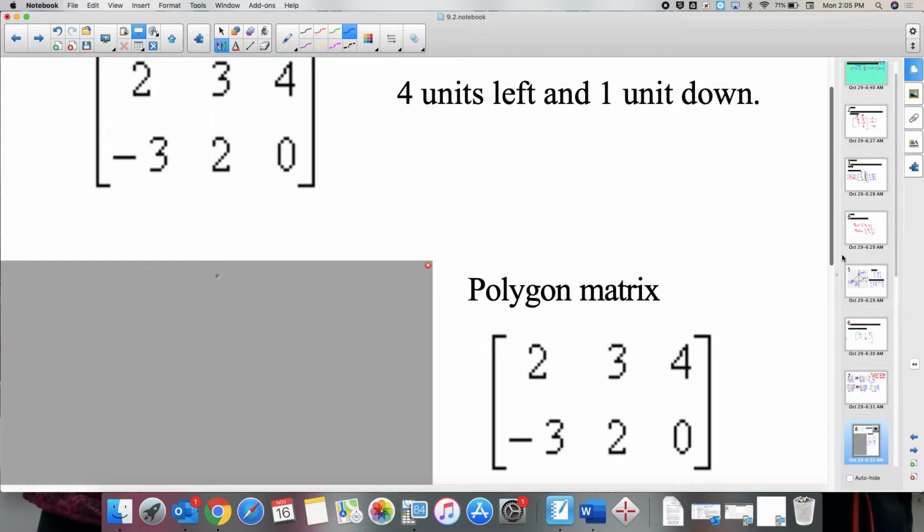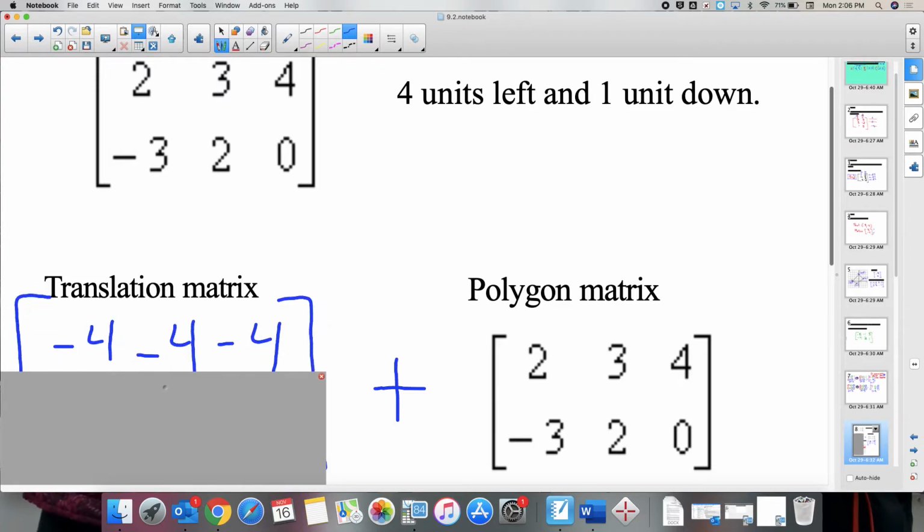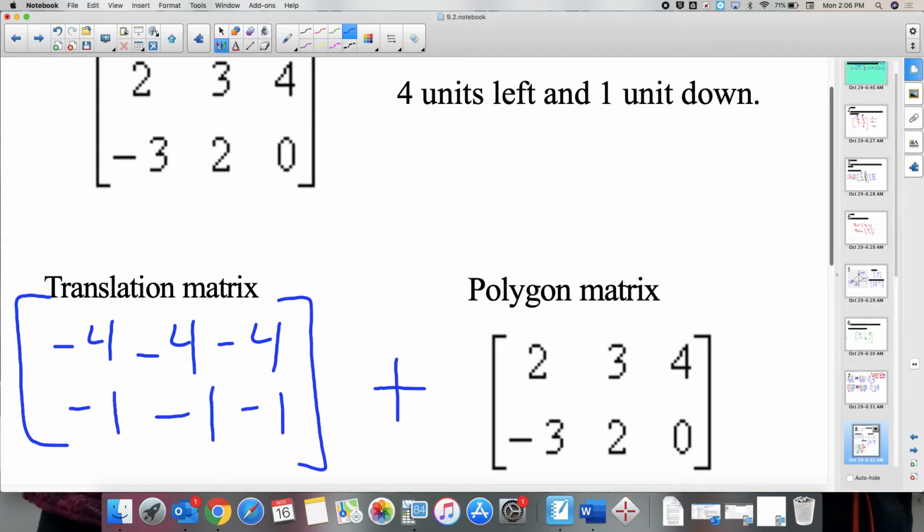However, when you do these operations, instead of adding or subtracting, it is always going to be an addition problem. You're never going to have subtraction. Instead, you will take care of the sign inside your matrix. So if I need to move it 4 units to the left, I'm going to add a negative 4 to my x. If I am moving 1 unit down, I'm going to add a negative 1 to my y's.